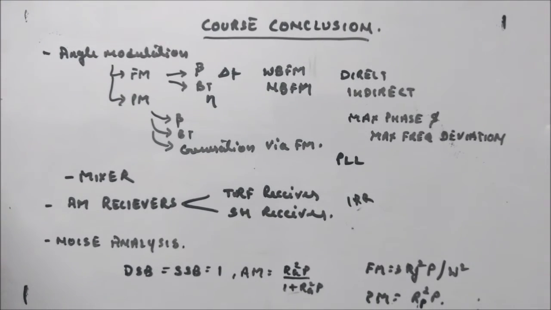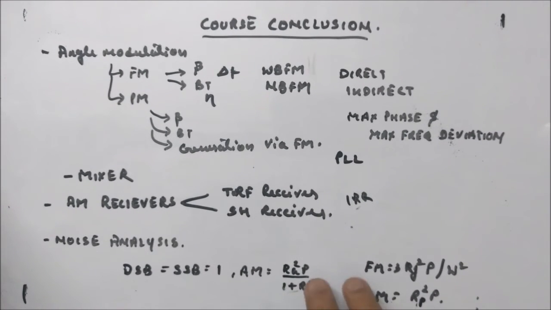Then we moved on to the most important part, the noise analysis, how noise affects these signals. We saw the figure of merit for DSB and SSB was 1. For AM it was K square P divided by 1 plus K square P, where P was the message signal power, K is amplitude sensitivity. Then we saw for FM it was 3 kf square P divided by W square, where W is message frequency, kf is frequency sensitivity, P is the power of the message signal. Then we saw for PM it is kp square P. So we saw all these things, and we saw rigorously.